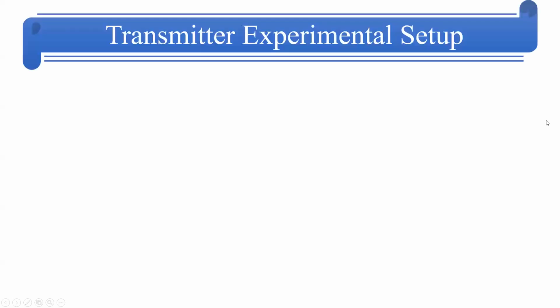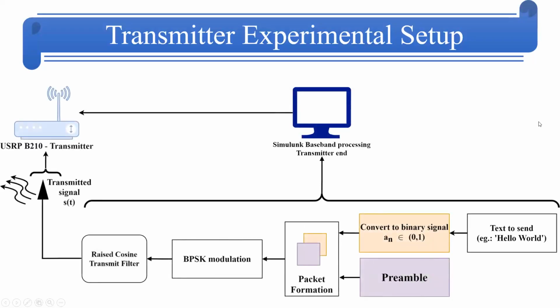So let's move on and see how our transmitter looks. We are using a text signal, hello world, which is converted into a binary signal using ASCII code, and we form a basic packet by concatenating the binary signal with a preamble. We modulate this packet via the BPSK modulation scheme, and this baseband signal is converted into an RF signal via the SDR, which transmits the signal over the air.